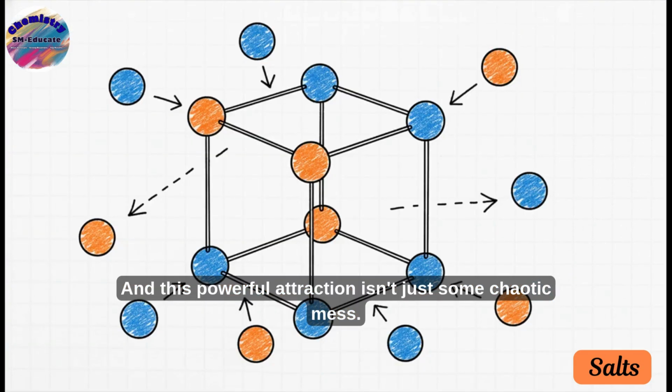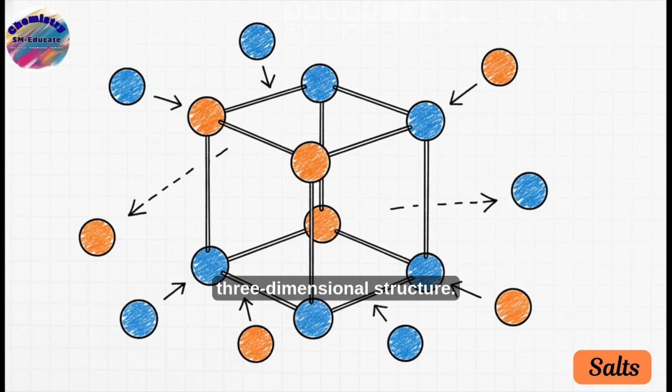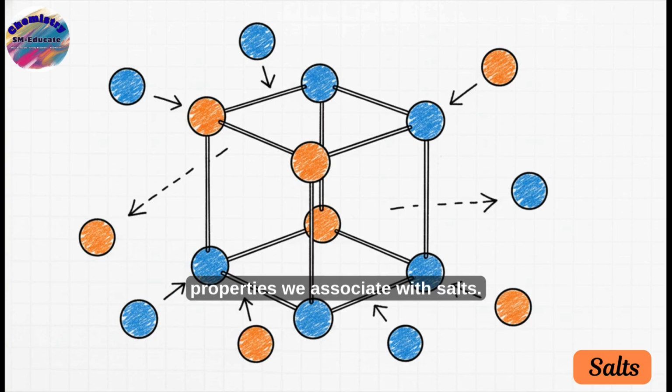And this powerful attraction isn't just some chaotic mess. No, the positive and negative ions arrange themselves into this perfectly ordered, repeating, three-dimensional structure. We call it the crystal lattice. Seriously, picture microscopic Lego bricks. A positive one, then a negative one, then a positive one, snapping together into a perfect grid. And it's this incredibly stable, organized pattern that is responsible for pretty much all the properties we associate with salts.